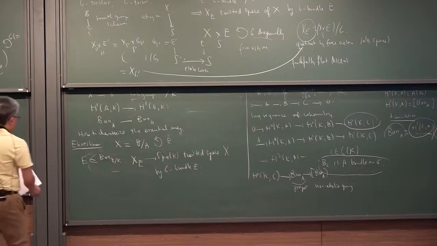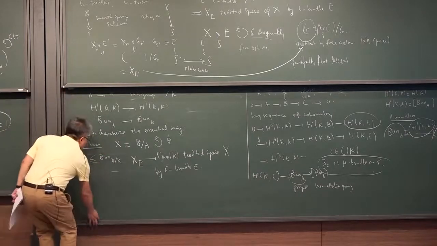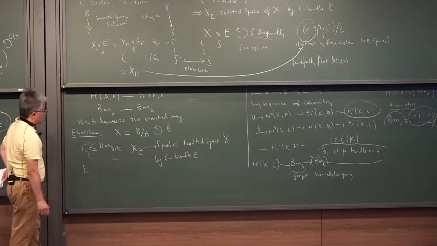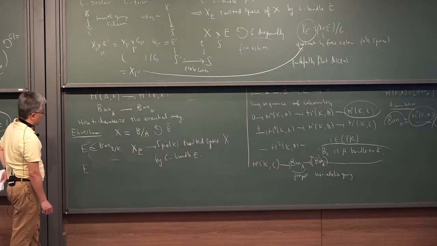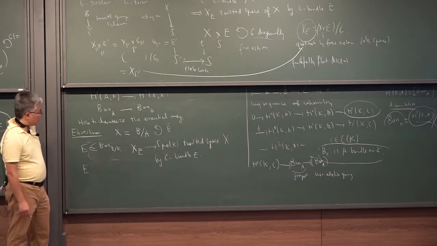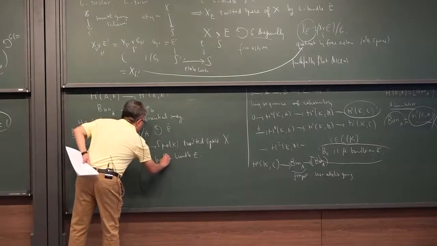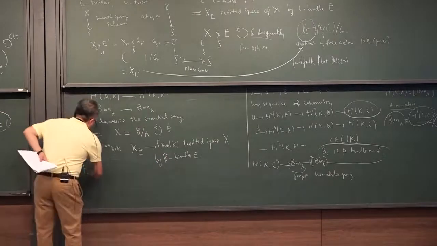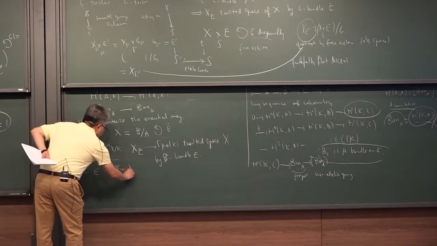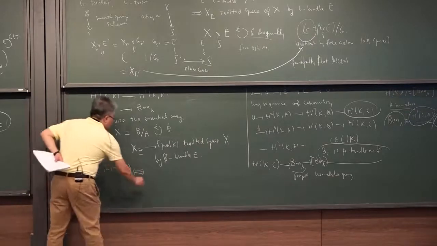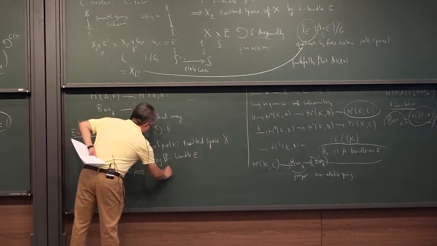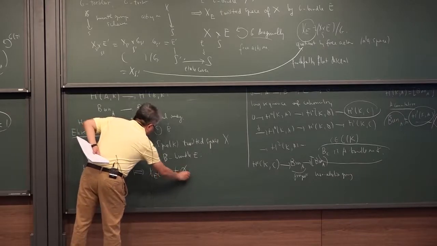And now the Grassmann theorem: E belongs to the image of A if and only if there is a point of X_E.